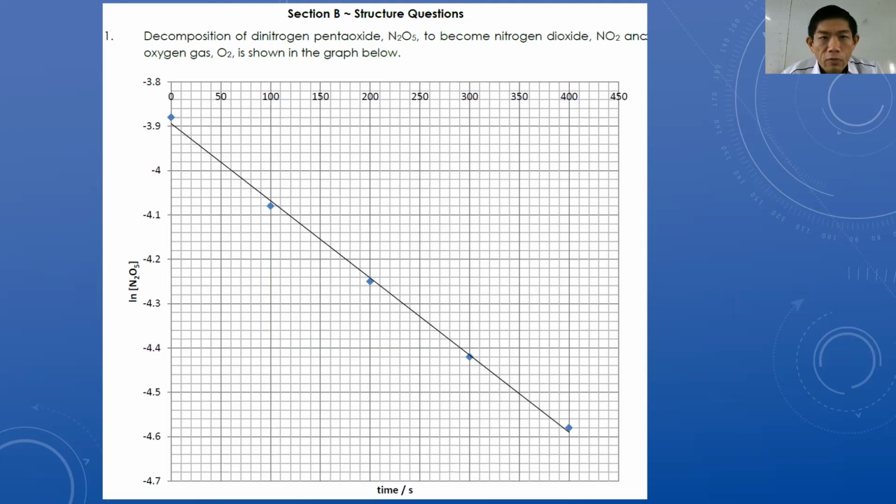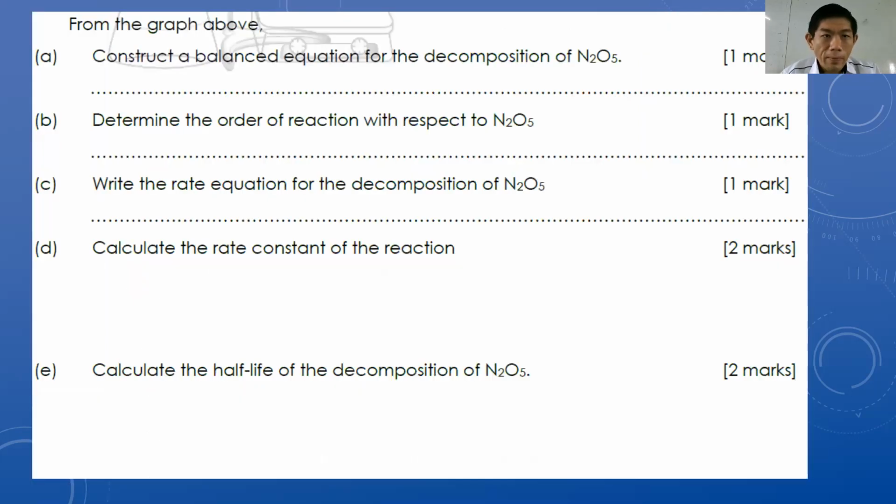Okay, so let's have a look at question number 1. From the graph above, construct a balanced equation for the decomposition of N2O5. So the question already gives you that N2O5, dinitrogen pentoxide, will decompose to become nitrogen dioxide and also oxygen gas. So this is the balanced equation: 2N2O5 gives 4NO2 plus O2.